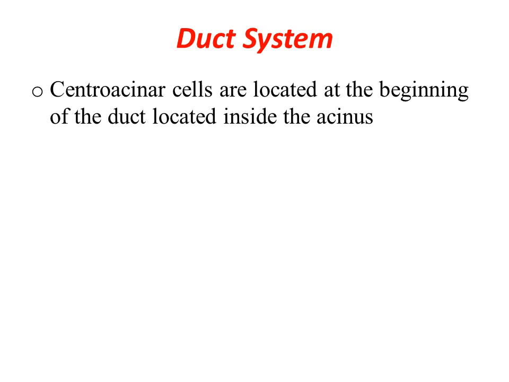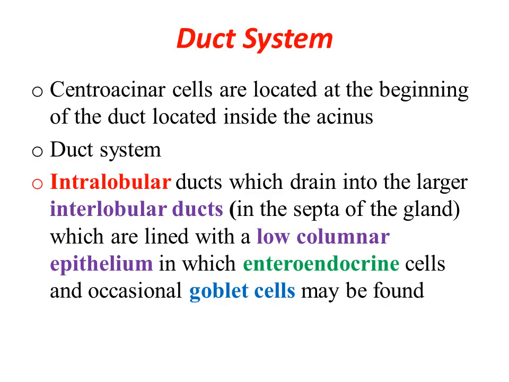Duct system of the pancreas. Centroacinar cells are located at the beginning of the duct, inside the acinus. The intralobular ducts drain into larger interlobular ducts in the septa of the gland, which are lined with a low columnar epithelium, in which endocrine cells and occasionally goblet cells may be found. So from the centroacinar cells, the intralobular duct drains to the interlobular duct, and the interlobular duct itself is lined by low columnar epithelium.